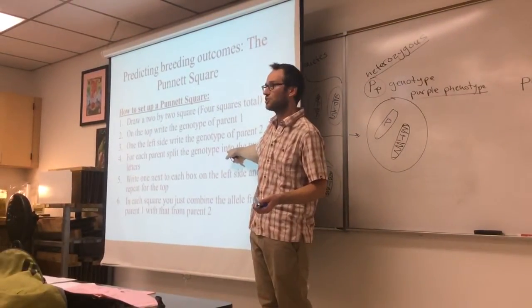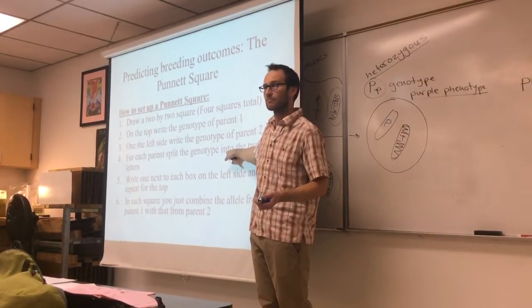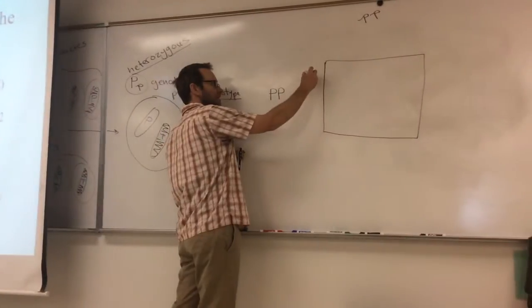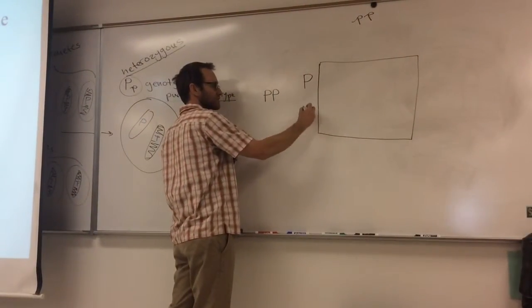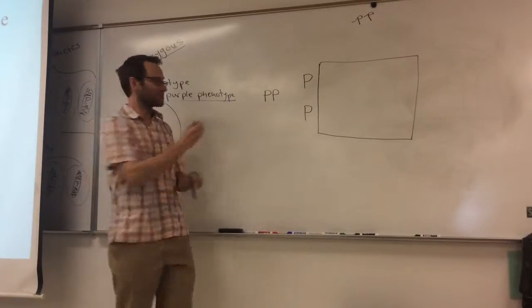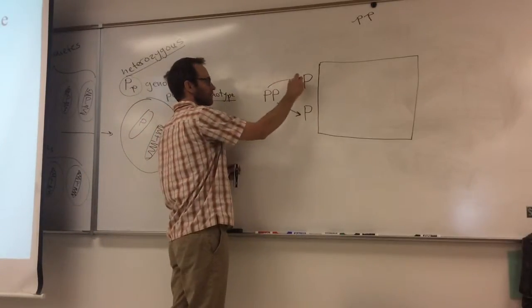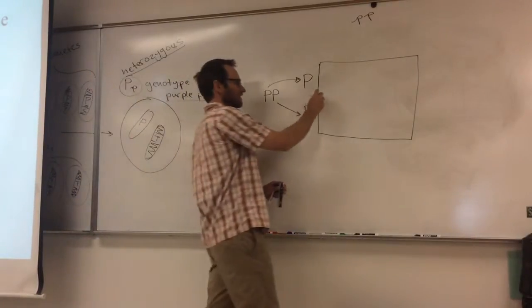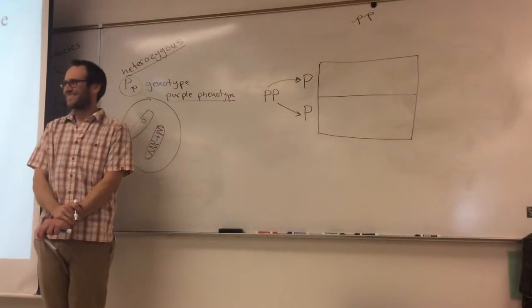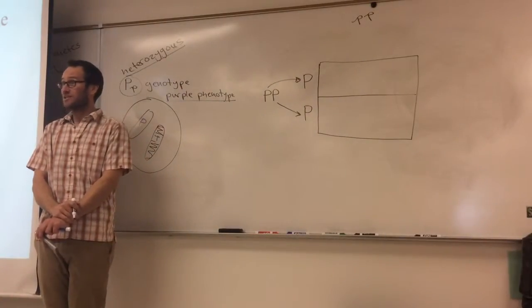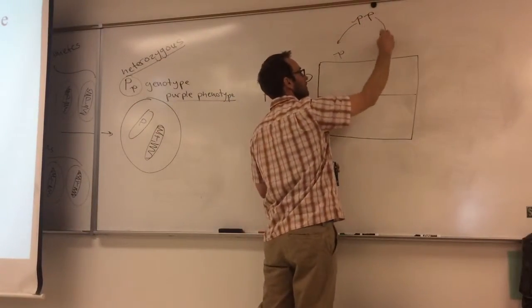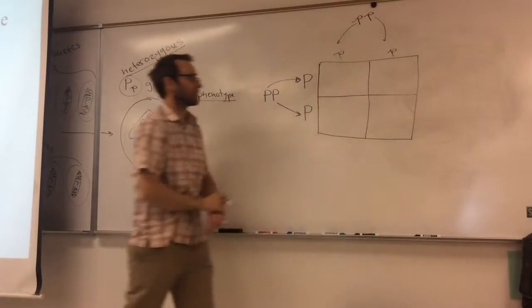Next, I take each parent and I split their genotype into the two letters. So I take big P, and I split it into those two letters, and I write them separately along the side of the square. The two big P's split. Draw a line between them. And then I take the genotype of the second parent, the white flowers, and I split their two letters. Draw a line between them.